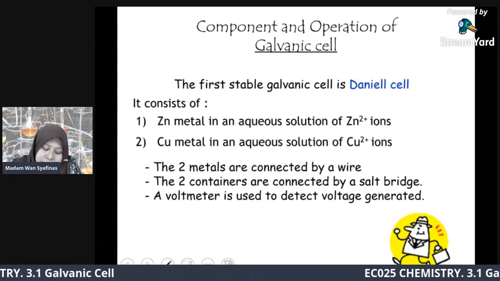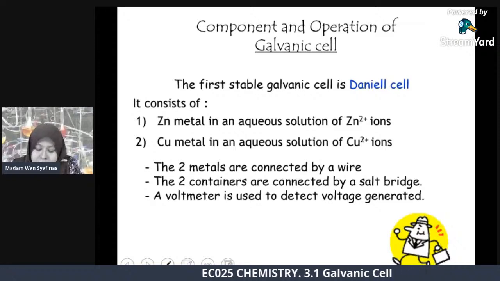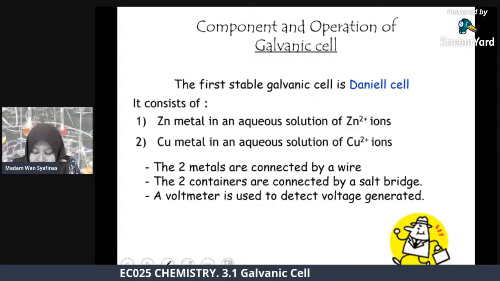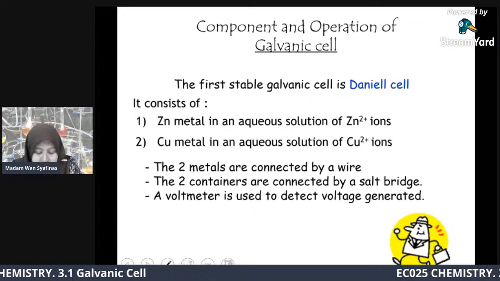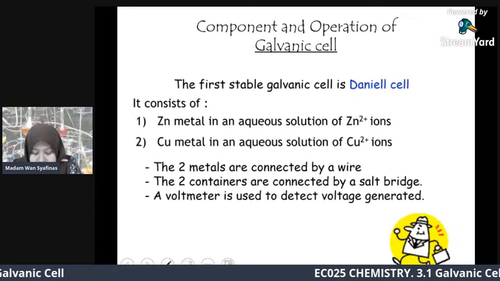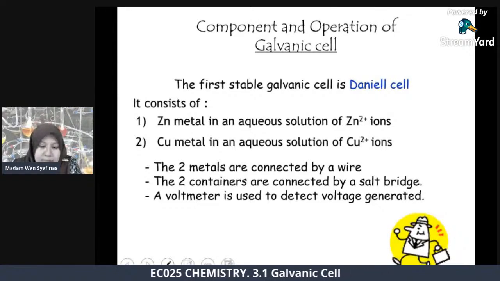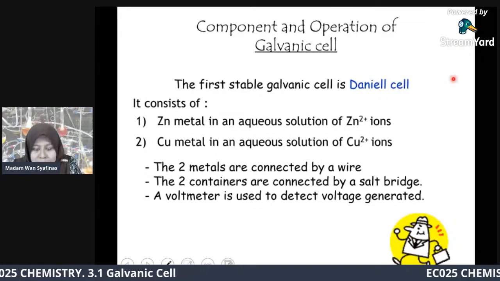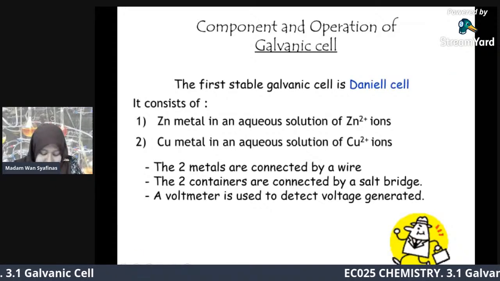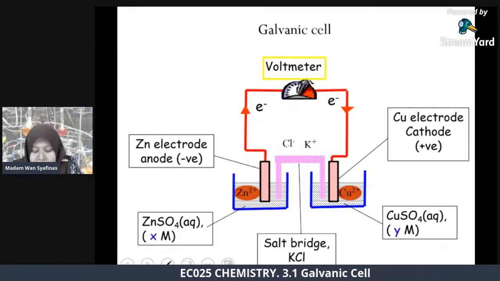So the first stable galvanic cell is Daniell cell. Okay, this one you have learned in your secondary school. So the Daniell cell consists of zinc metal in aqueous solution of zinc 2+ ions and the copper metal in aqueous solution of copper 2+ ion. Okay, for example, this one is a galvanic cell.